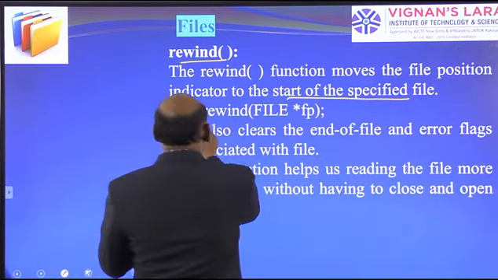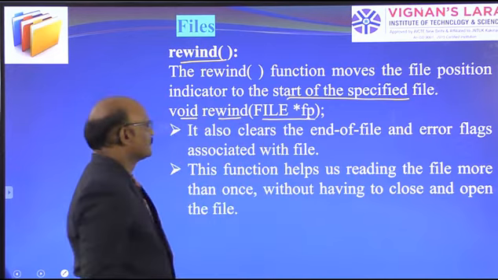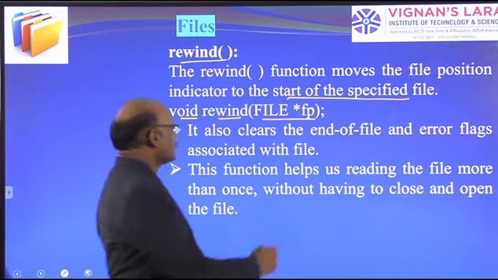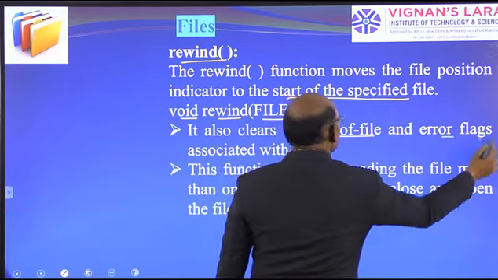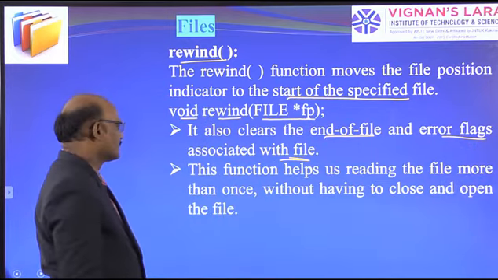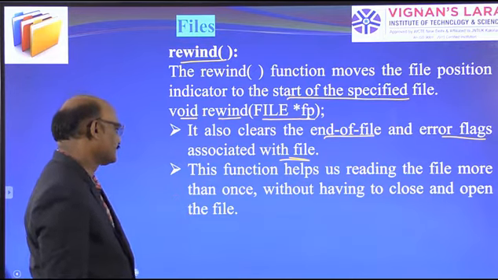So the syntax for this: the return type is void, the function name is rewind, and the argument is the file pointer. It also clears the end of file and error flags associated with the file. End of file and error flags are also cleared with the help of this. Right?